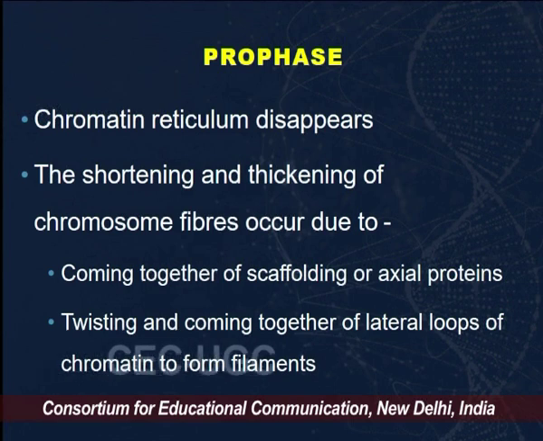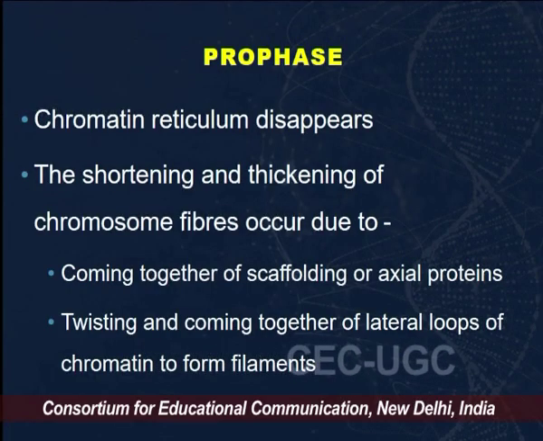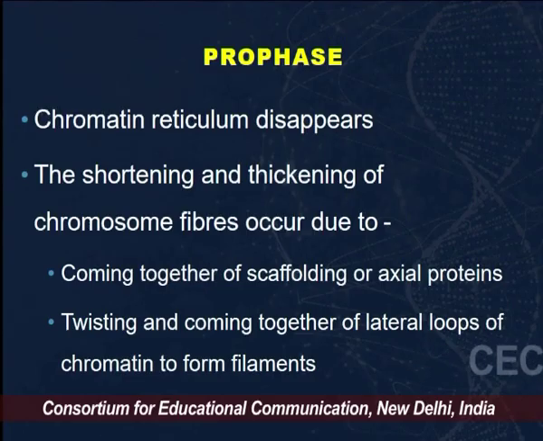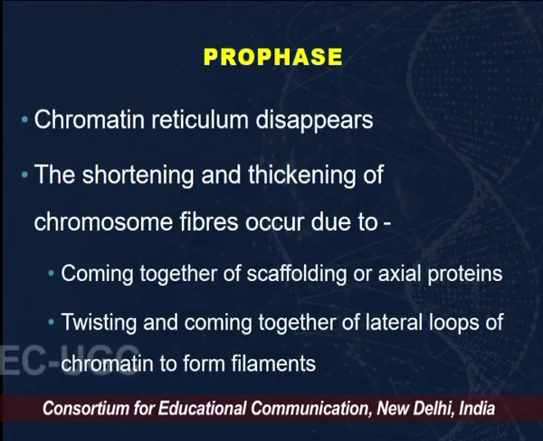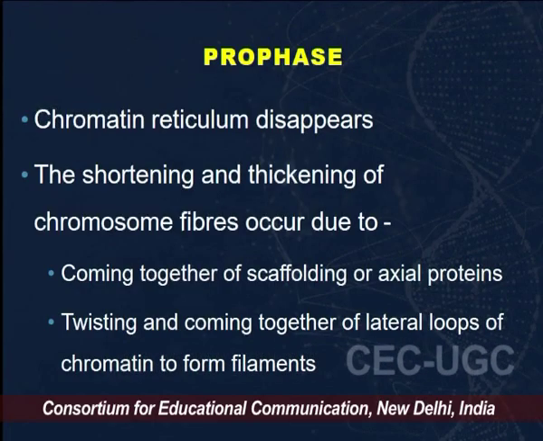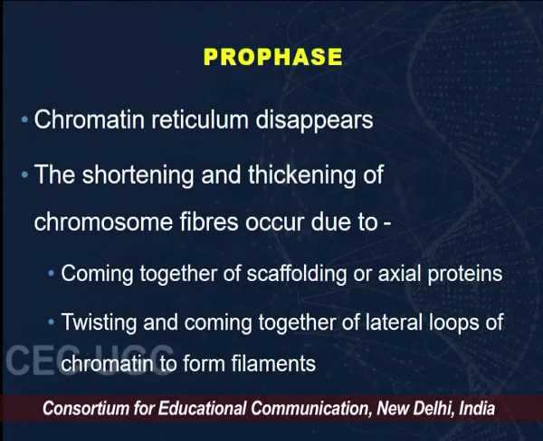And why does this occur? It is because of the coming together of scaffolding or axial proteins. So, proteins play a role here, causing the shortening and thickening of the chromosomes, twisting and coming together of lateral loops of chromatin to form the filaments. At this stage and after it, you can differentiate between different chromosomes, because before this stage the DNA is coiled and indistinct, and you can't differentiate between chromosomes, but after this phase it becomes a little easier.